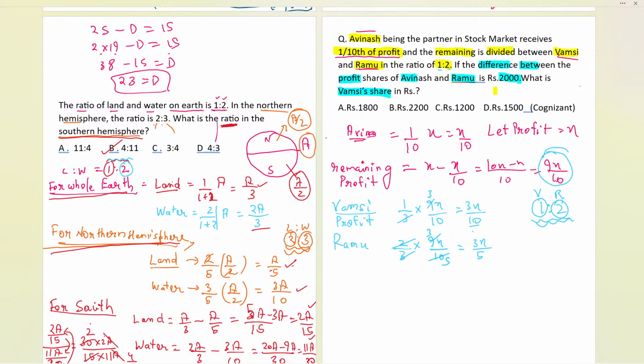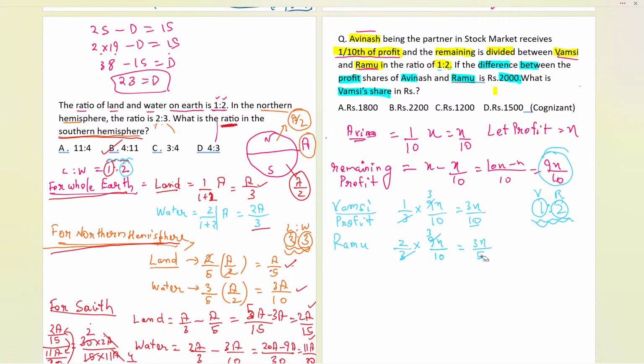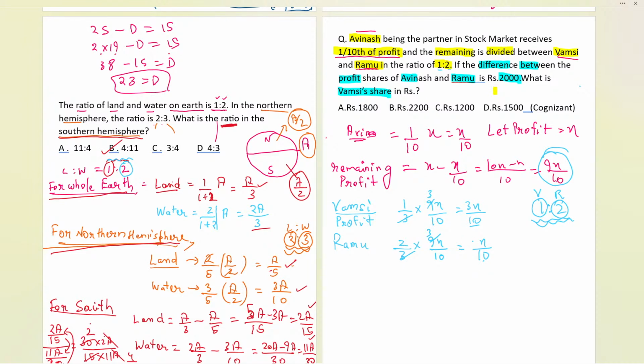Here is 10 over here, so let us write 10 only so that it will be easier for us to find out. Let us not cancel 2 over here, so that below we are getting only 10. It will be easy for us to solve. That's why I'm just cancelling 3. So it will be 6x by 10.